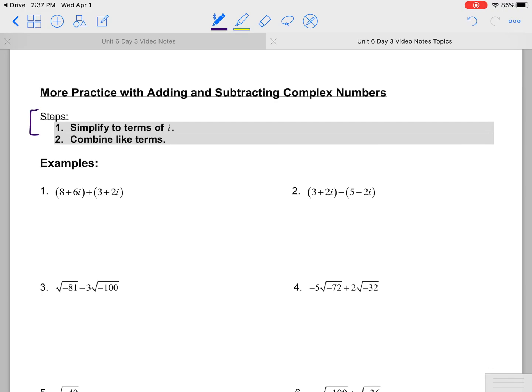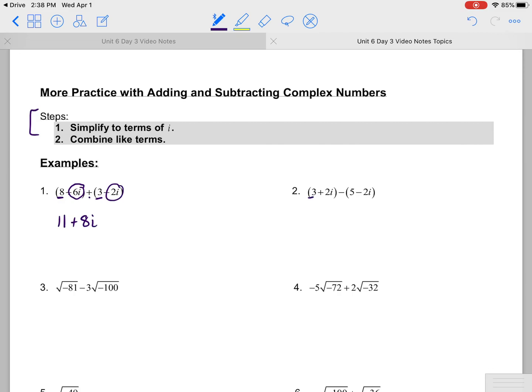In the first two examples, you're going to notice that these are what we did last time. So combine your like terms. I got 8 plus 3, that gets me 11. And then I combine my complex numbers. So 6 plus 2 gets me 8i. Okay? So that one's pretty easy.